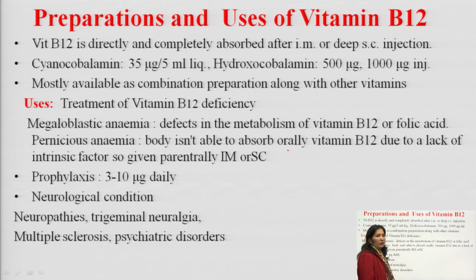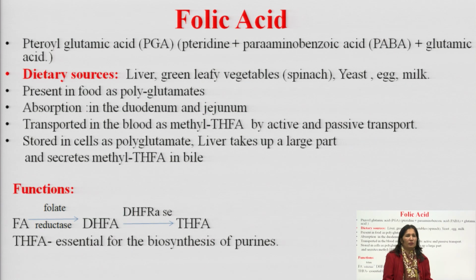It is also used for prophylaxis, that is, prevention of vitamin B12 deficiency, at 3 to 10 micrograms daily, and in neurological conditions like neuropathies, trigeminal neuralgia, multiple sclerosis and psychiatric disorders. So, vitamin B12 is given for the treatment of B12 deficiency, for prophylaxis, and in various neurological conditions. Next is folic acid.